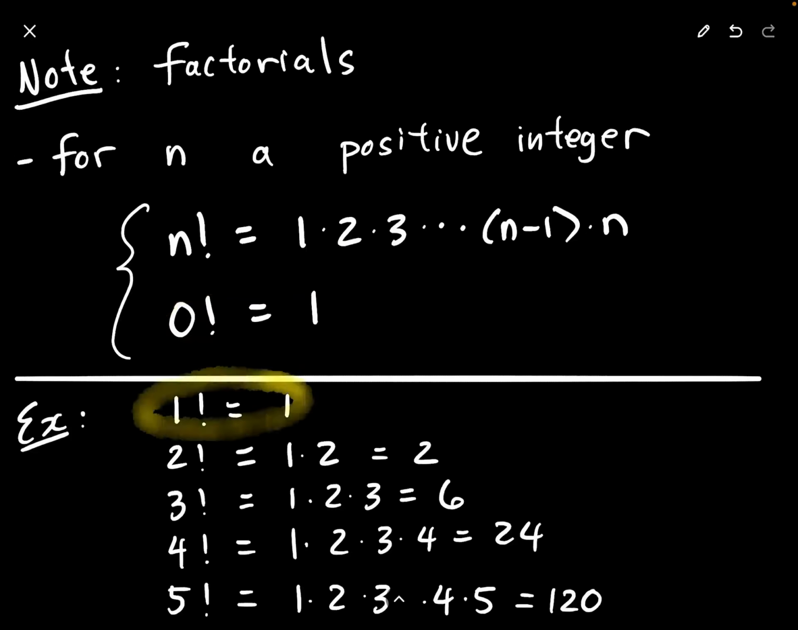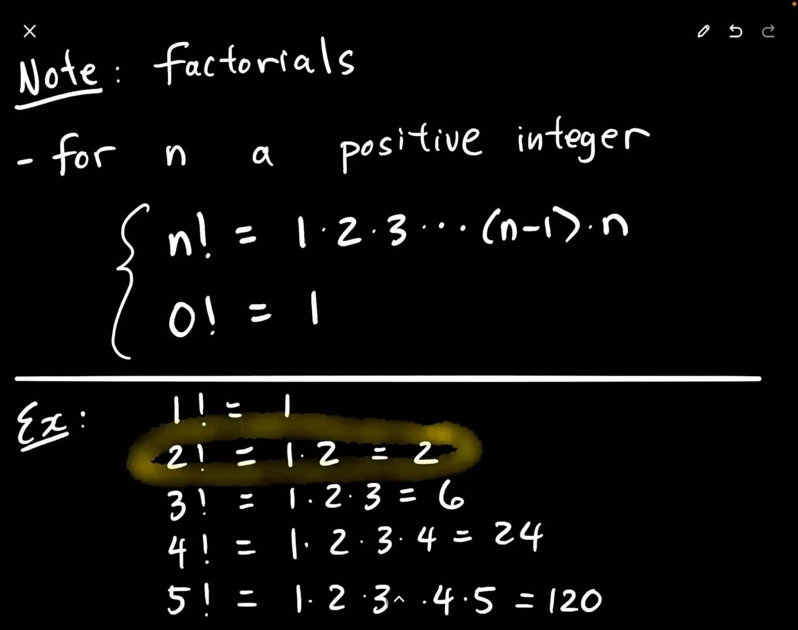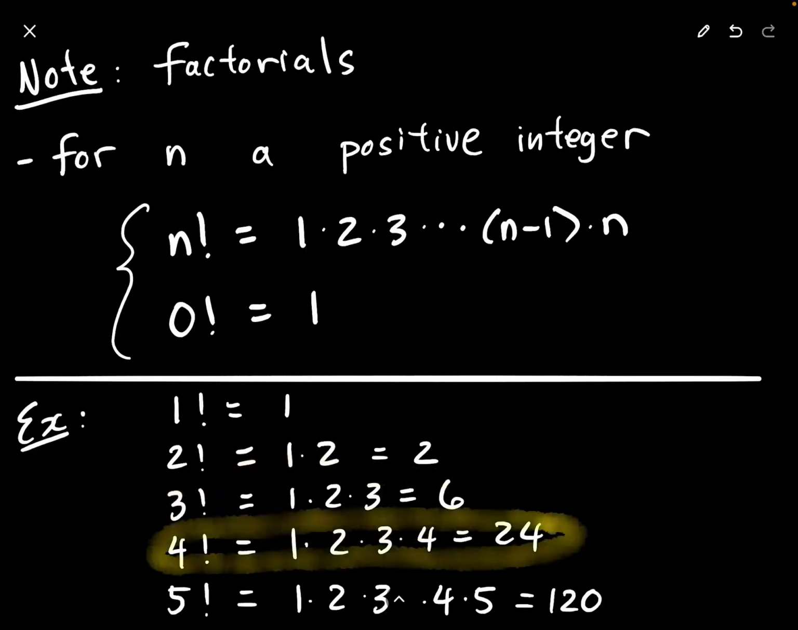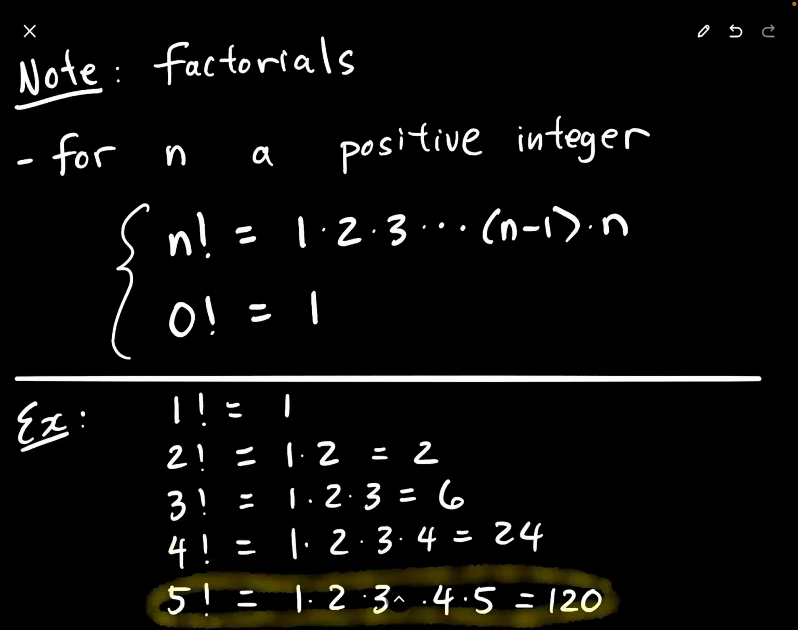So for example, 1 factorial is 1, 2 factorial is 1 times 2, which is 2, 3 factorial is 1 times 2 times 3, which is 6, 4 factorial is 1 times 2 times 3 times 4, which is 24, and 5 factorial is 1 times 2 times 3 times 4 times 5, which is 120.